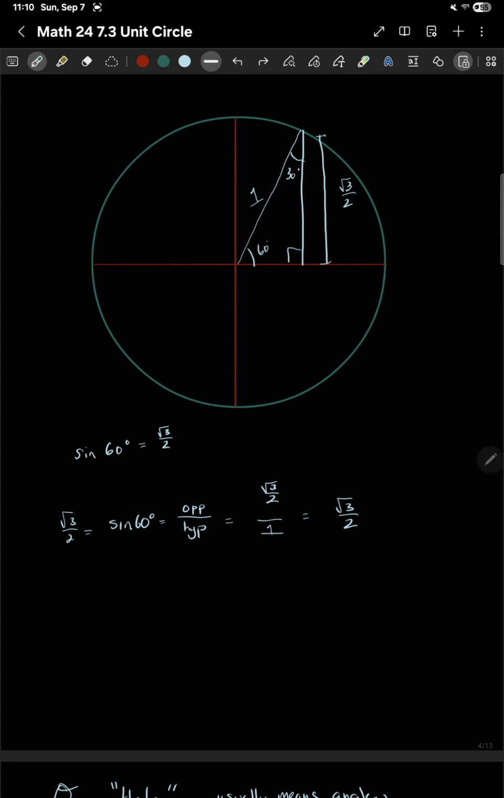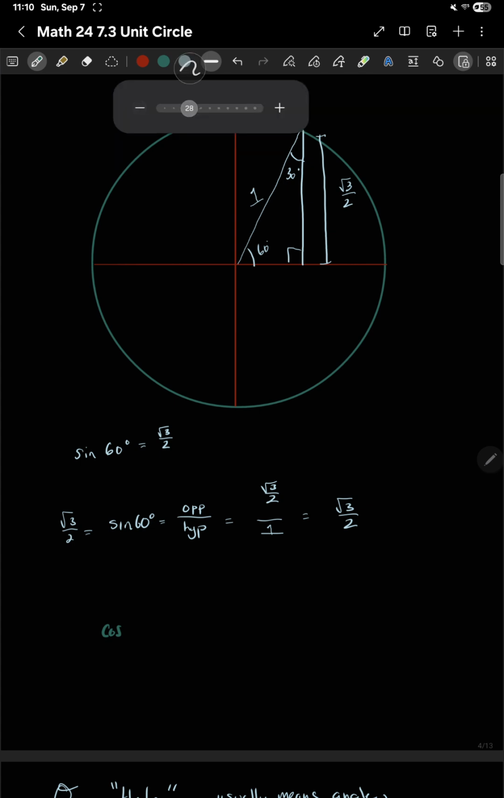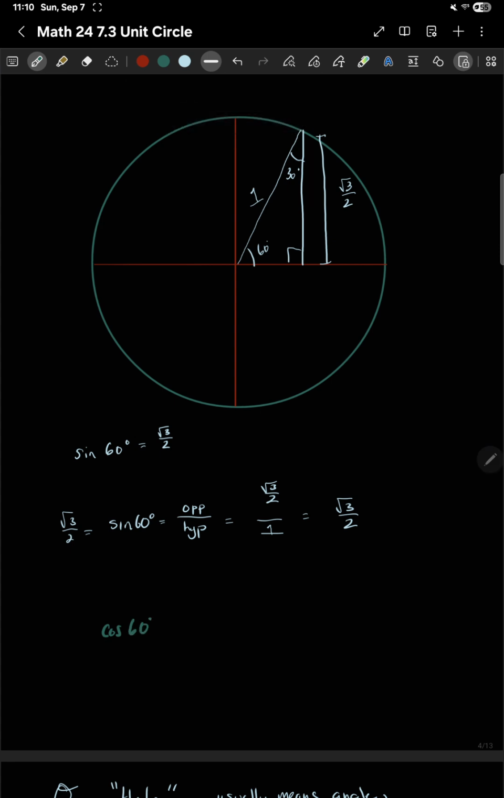And so, well, we know that cosine of 60 degrees, well, we know that's equal to the square root of 3 over 2, which is equal to adjacent over hypotenuse. And since we're on the unit circle, we know the hypotenuse is equal to 1. And so that tells us the adjacent side must be square root of 3 over 2.